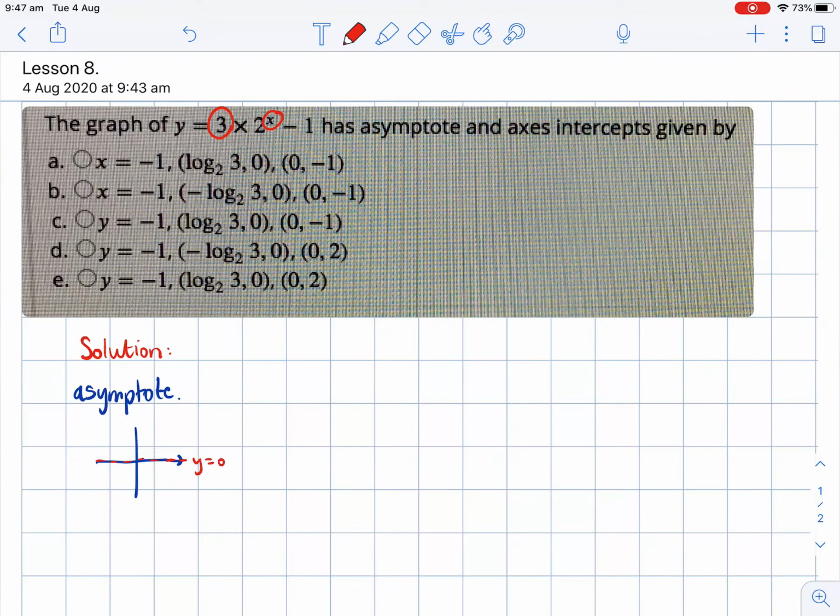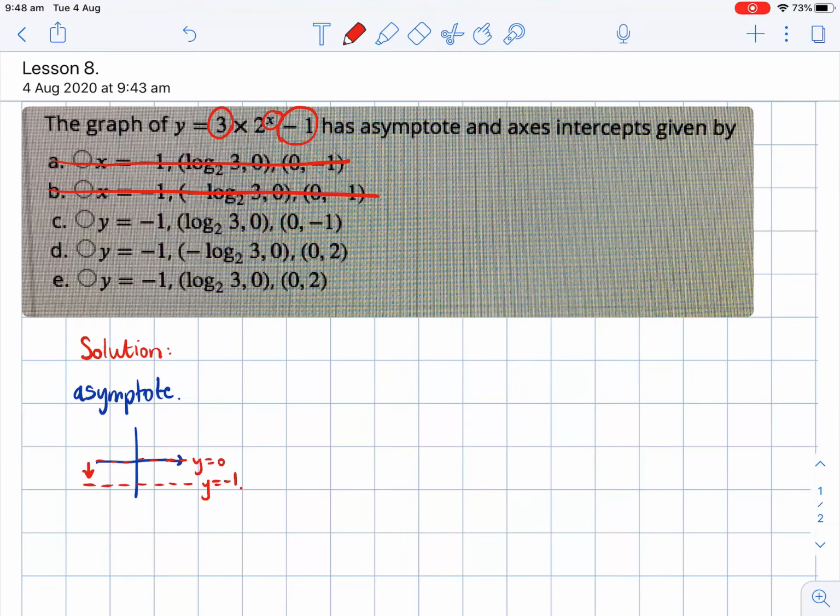So the only thing that's going to affect my asymptote is this minus 1 at the end, and that means that my asymptote is going to be translated down one place to y equals negative 1. I've just said y equals 0 instead of y equals negative 1. So we can straight away cancel out these top two options because they have an equation that was x equals.